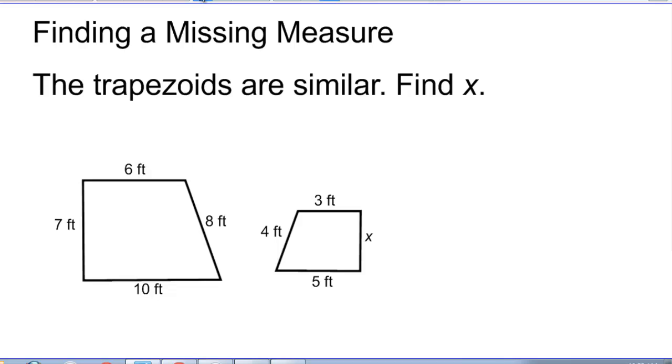Now I have to be careful when I do this that I'm actually matching up the corresponding sides. And notice that the figure on the left here is a reverse of the figure on the right. So when I look at this, I would have to kind of flip it over in my mind and notice that the top 2 sides correspond to each other, and the bottom 2 sides correspond to each other.